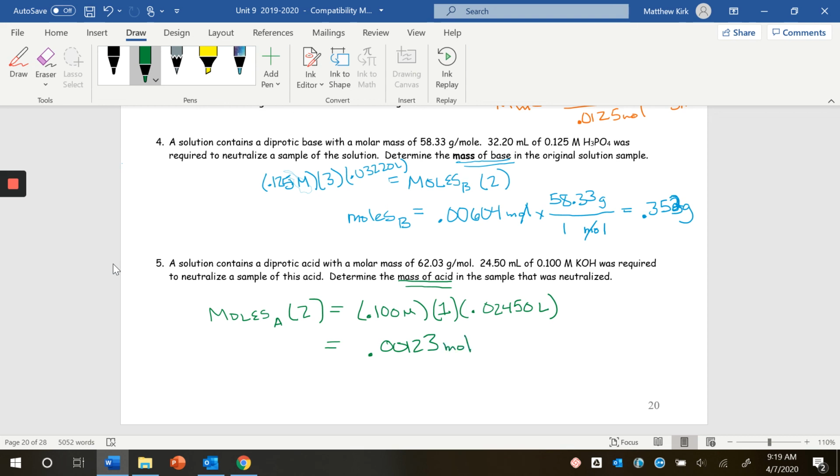But then again, I'm looking for not the molar mass, I want to know just grams of the acid in the sample. So this is like problem number 4. I want to go ahead and cancel out moles and multiply by that molar mass in my final step to get my answer. 0.00123 times 62.03, and I get my final answer of 0.0763 grams of my acid.